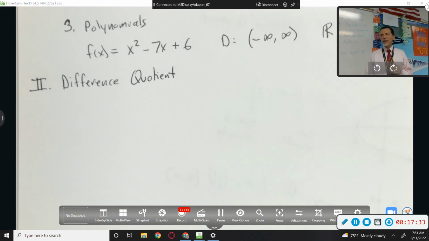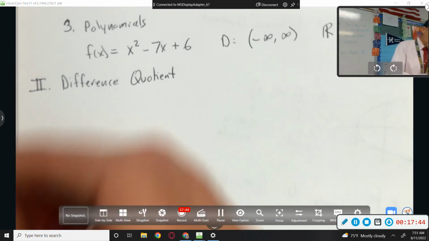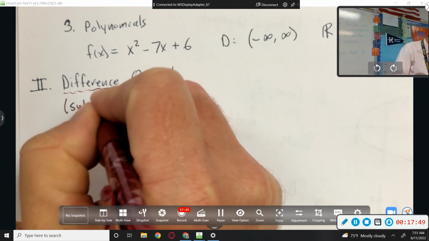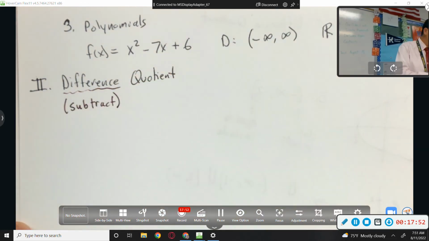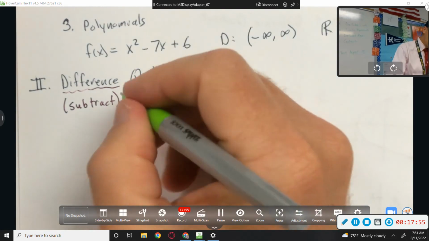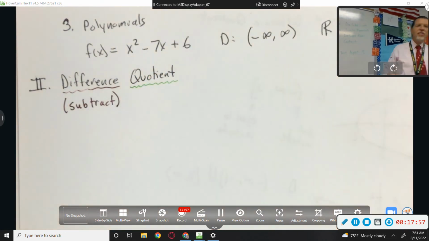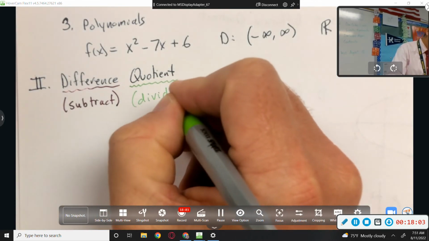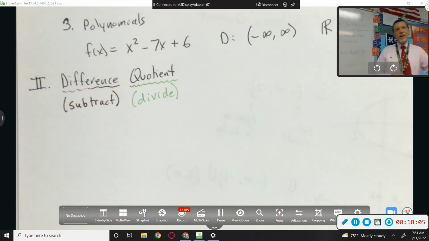All right, what's difference mean? What's that the fancy word for? Difference. It's not division, it's subtraction. So difference means subtract. And quotient, what's that the fancy word for? Divide, or division. So it sounds fancy when you say difference quotient, but really all it is is a subtraction problem followed by a divide problem.